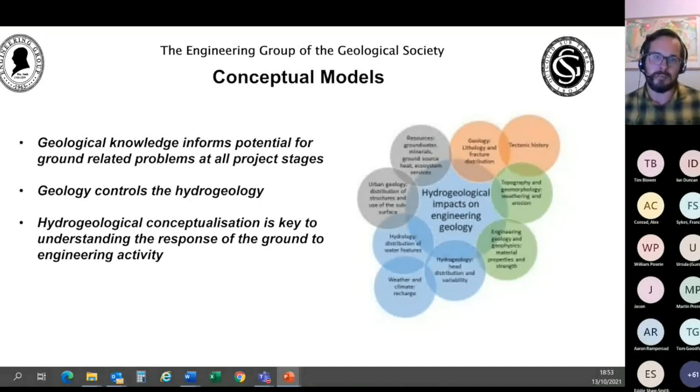relation to groundwater. The geology naturally controls the hydrogeology. How strata were formed and have changed over time, formation of structural controls such as faulting, or changes in inherent material properties through natural geological processes, all influence the behaviour of groundwater. And a suitable hydrogeological conceptualization is key to understanding the response of the ground and groundwater to engineering activity.